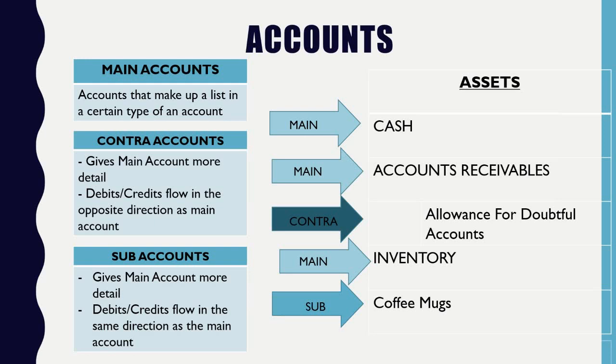In this case, you see accounts receivable. That's money that we collect from customers. The contra account to that is going to be the allowance for doubtful accounts, for when your customers fail to pay you. So we need to find a way to reduce, or flow in the opposite direction of, the main account. A contra account could be a main or sub account. It doesn't necessarily have to be a particular account. It could be either or. But the idea here is it flows in the opposite direction, and what it does is it reduces the main account.